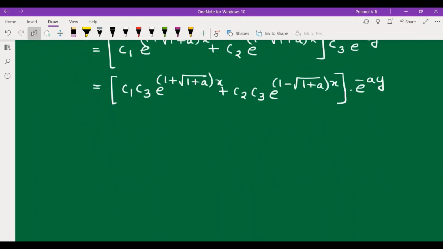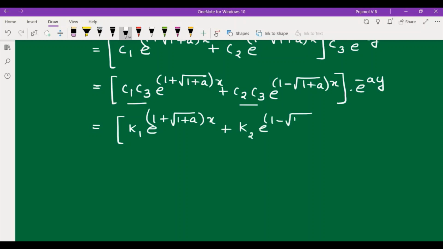Since C1 and C3 are constants, similarly C2 and C3 are constants, I am replacing these by K1 and K2. So K1 e raised to (1 plus root of 1 plus a) x plus K2 into e raised to (1 minus root of 1 plus a) x, into e raised to minus ay. Thus we have got our solution capital Z, which is in terms of small x and small y. This will be the solution by applying the method of separation of variables.